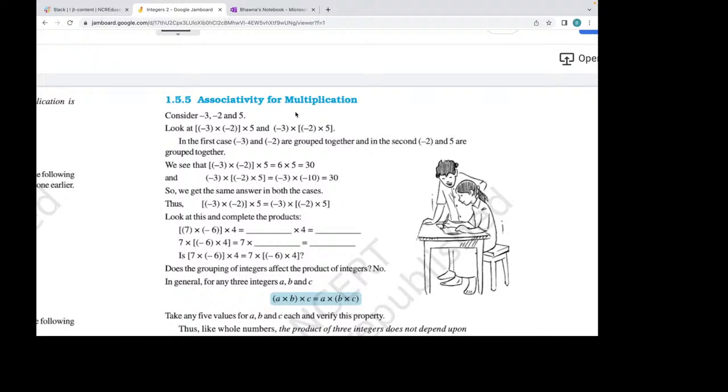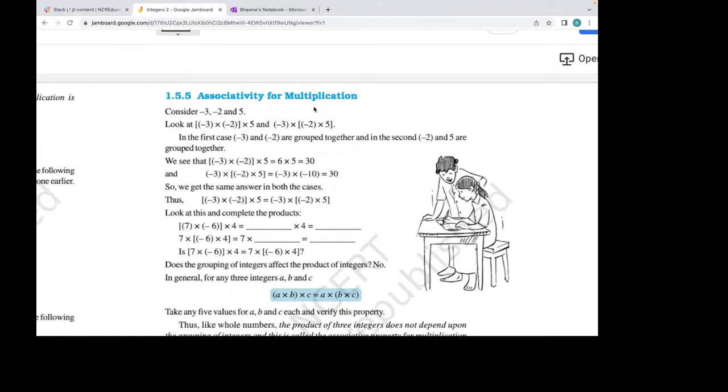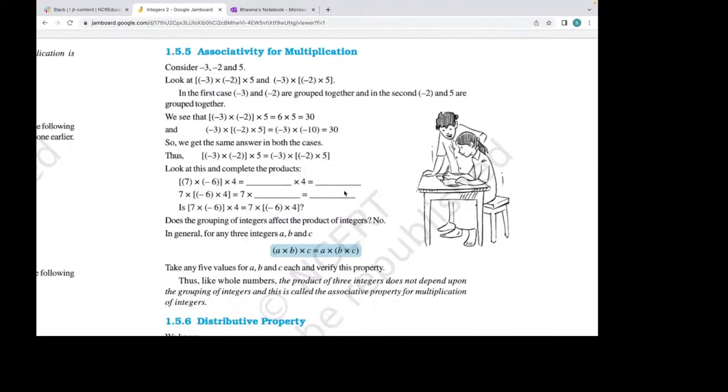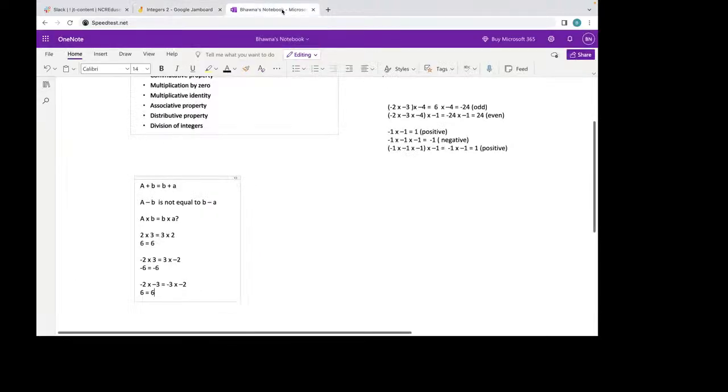Now let's learn about associativity for multiplication. We have also learned about the associative property for integers. Do they follow the associative property? We figured out yes, they do. Now do they follow the associative property for multiplication also? Let's figure that out with an example.